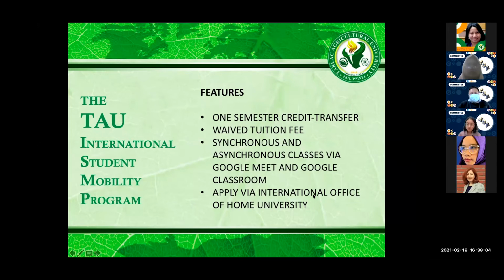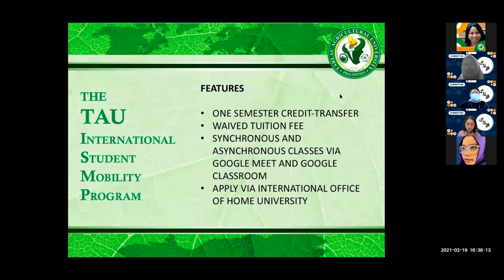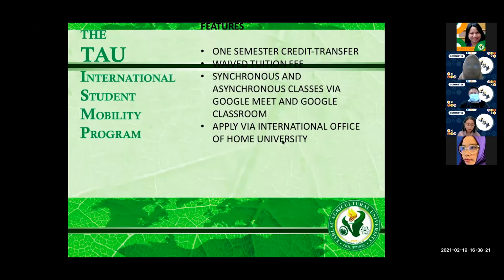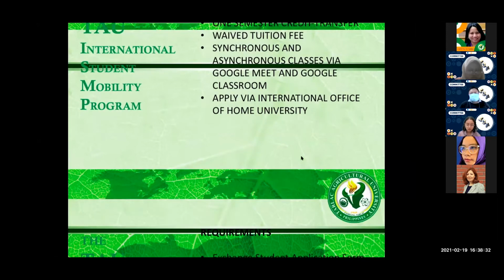So what are the requirements of the program? Of course, you need to fill up a student exchange application form, which I sent to YU. The official transcript of records at home university, you can submit this later. The learning agreement to be filled up by our international office, certificate of language proficiency if available, but if not, we can give you the link of our online English assessment test. And you need to be endorsed by your head of institution.